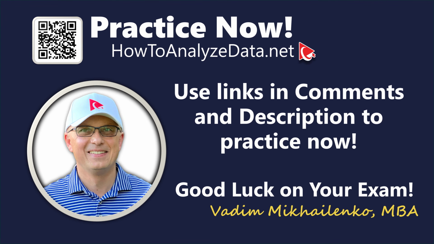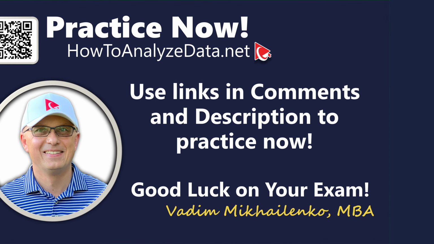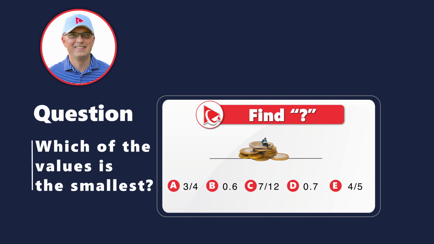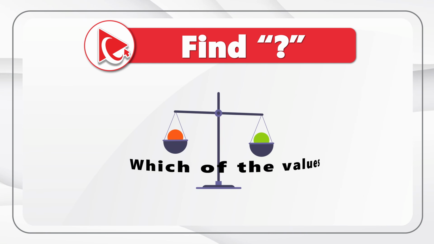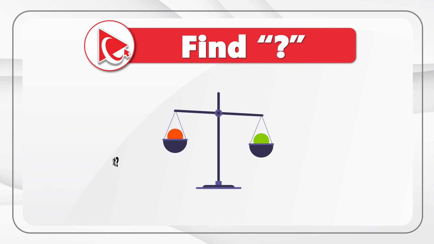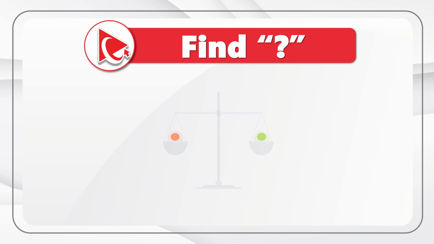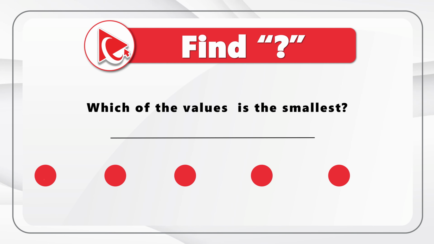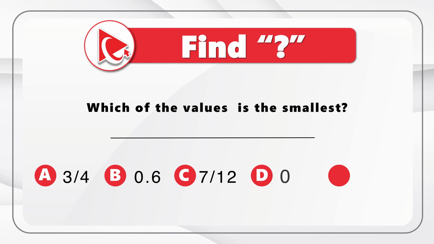Here's one of my favorite questions to test your analytical skills and attention to detail. You need to determine which of the values is the smallest. And you're presented with 5 different values. The choices are A, 3/4, choice B, 0.6, choice C, 7/12, choice D, 0.7, and last but not least, choice E, 4/5. Take a close look to see if you can come up with the answer.